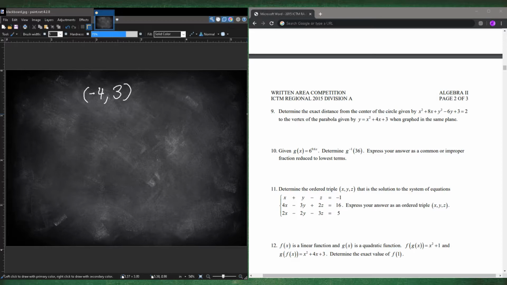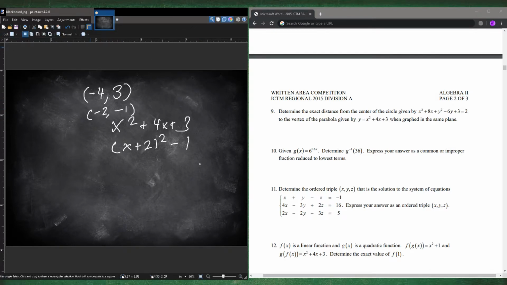Okay, the vertex of our parabola, we're just going to have to factor it out. So x squared plus 4x plus 3. So that's x plus 2 squared. So that's x squared plus 4x plus 4. So that's minus 1. So our coordinates are negative 2, negative 1. Okay, let's delete this because we don't need it anymore.